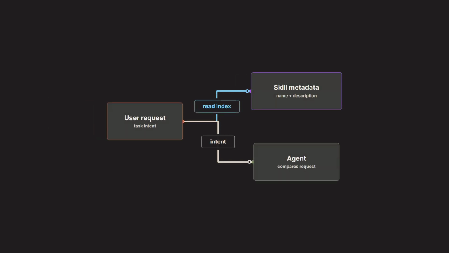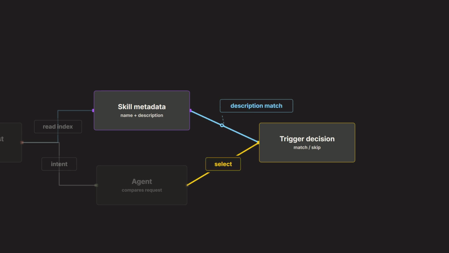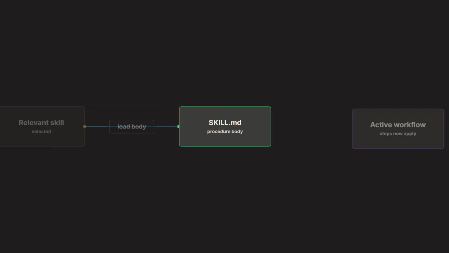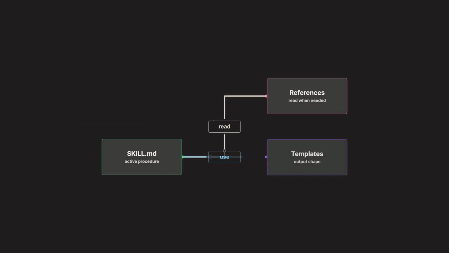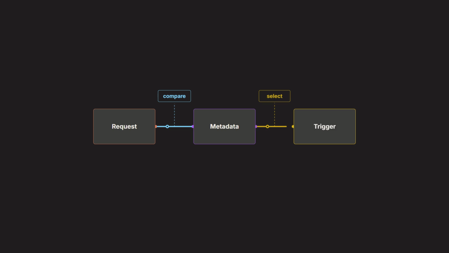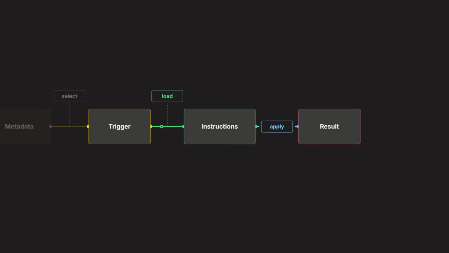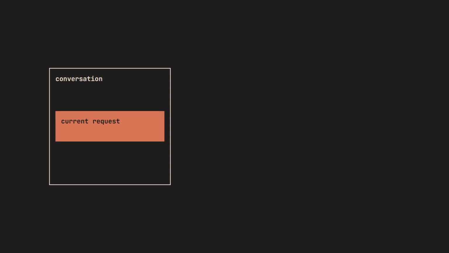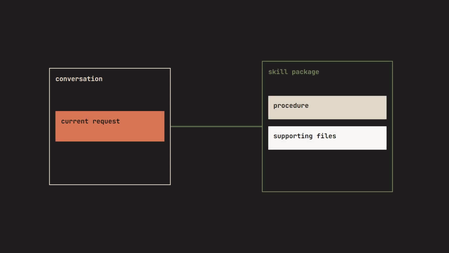The skill system changes the flow. The user asks for something, the agent checks the available skill metadata, and it compares the request against names and descriptions. If a skill is relevant, the agent loads the skill body. From there, it can read reference documents, use templates, run helper scripts, or call tools if the environment allows it. So the flow is request, skill metadata, trigger decision, skill instructions, optional resources, tool calls, result. That is the core model. A skill is a way to make task-specific procedure discoverable without forcing the full procedure into every conversation.